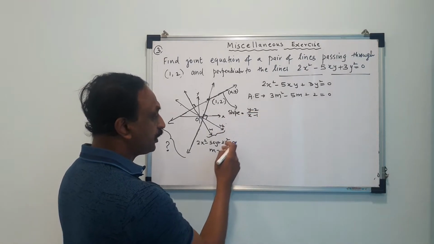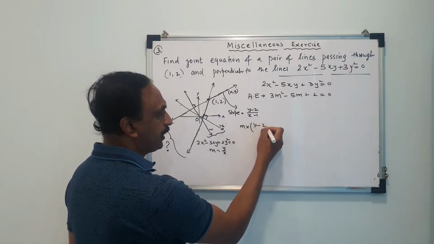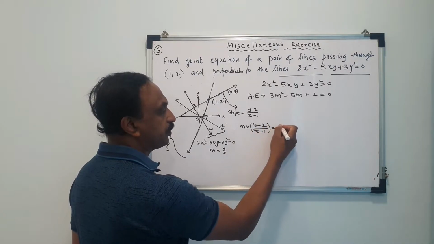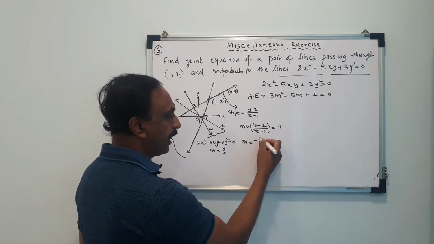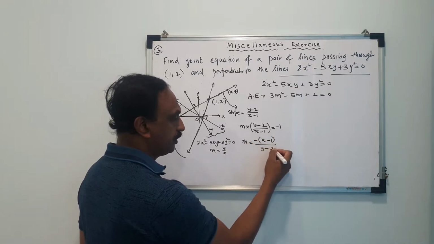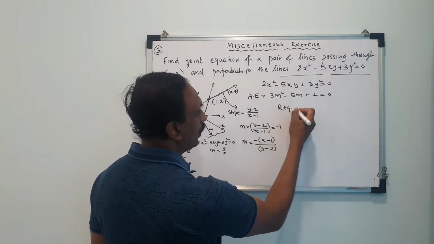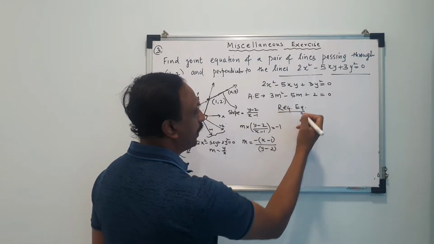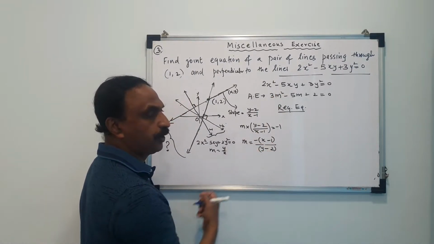What is the relationship between these two slopes? Naturally, m into (y minus 2) upon (x minus 1) will be minus 1 because they are perpendicular. So in place of m, what can I replace? Minus (x minus 1) upon (y minus 2). So what will be my required equation? My required equation will be obtained by replacing m as minus (x minus 1) upon (y minus 2).